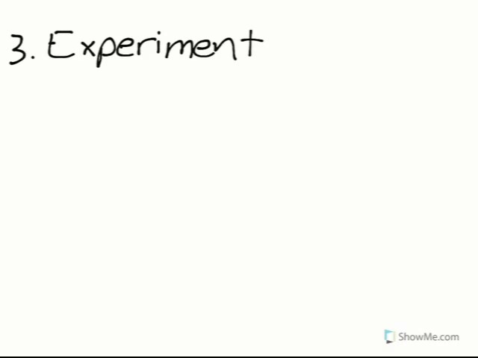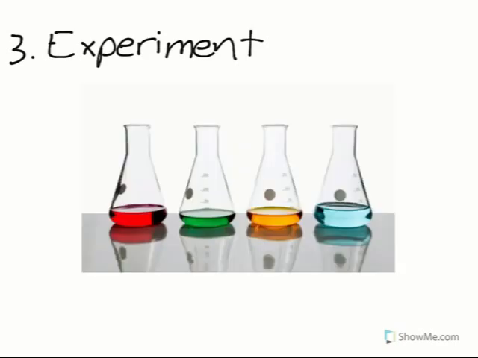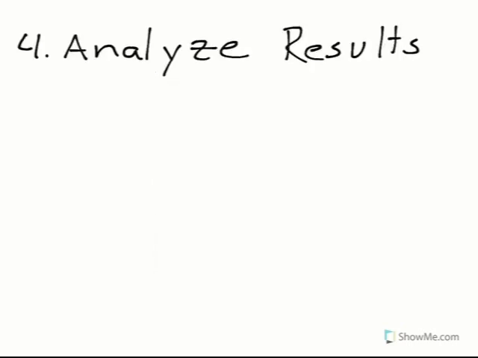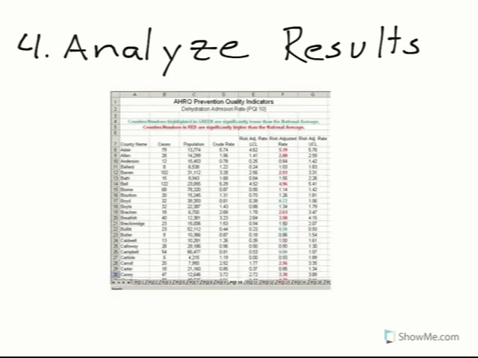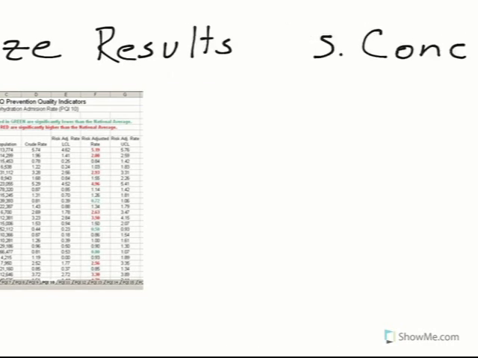Next is to perform an experiment. Here, it's very important that you have a clear procedure of what you're going to do and which data you will collect. In the previous example, it was the size of the plant. The next step is to analyze the results collected from the experiment. Here we analyze the data, we try to make a relationship between the variables analyzed in order for us to draw a conclusion.